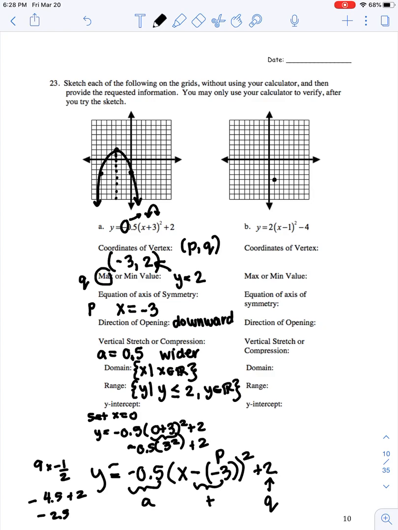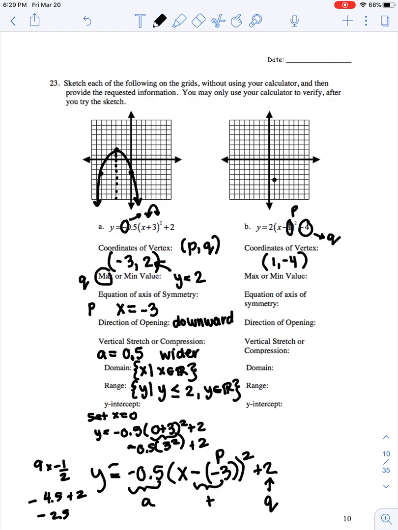Our next one here, the coordinates of the vertex in this case are 1 and -4. Okay, so we always look at the value after the negative. That's our p value. And then this, including the sign, is our q value. So p and q are always our vertex.